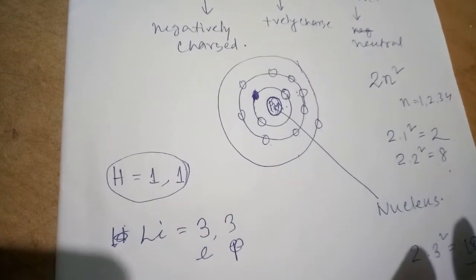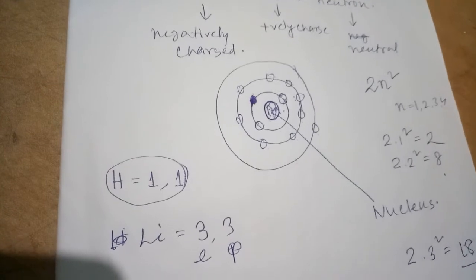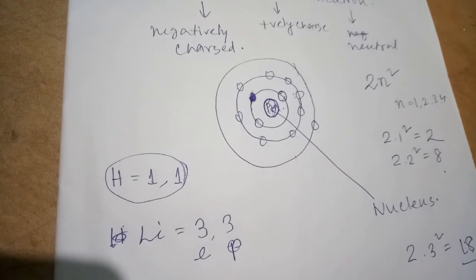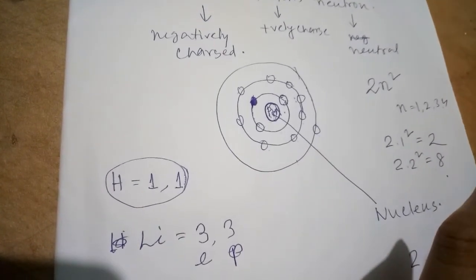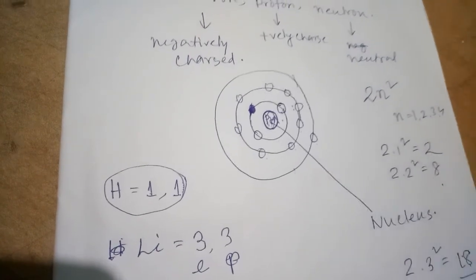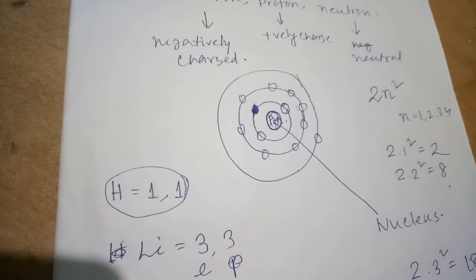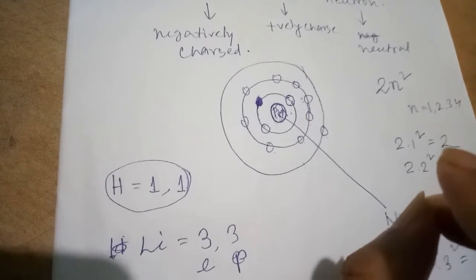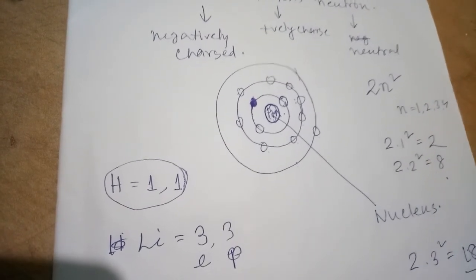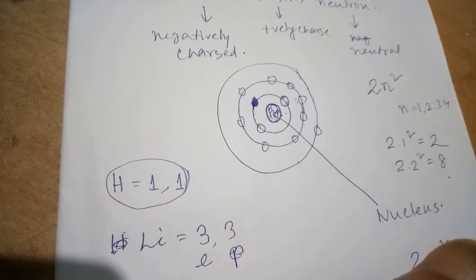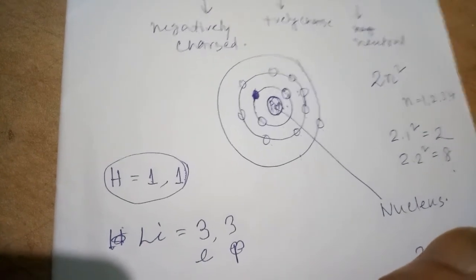So this is the atom. What is an atom? An atom is the smallest part of an element, which consists of three subatomic particles: electron, proton and neutron. As a whole, atoms are neutral because they contain the same number of electrons and protons. So this is about an atom. Thank you.